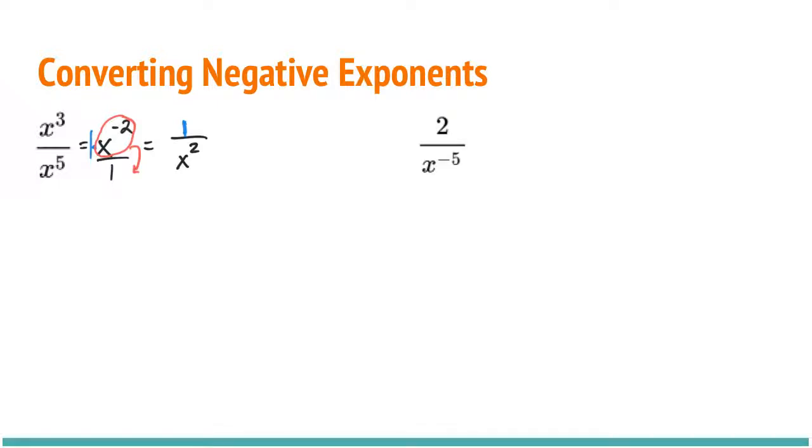We have 2 over x to the negative 5th. This x to the negative 5th has that negative exponent. That's going to move up to the top. And again, it moves up to the top because of the division property.